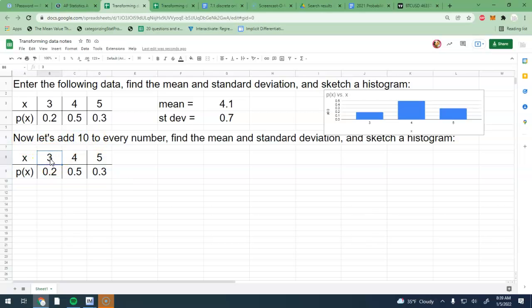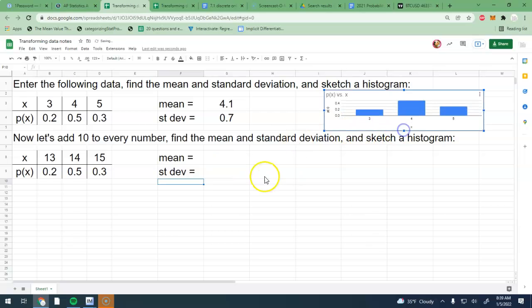But let's add, I want to add 10 to every single number. So I'm not going to make this 3 anymore, it's 13. This is 14 and this is 15. Maybe I measured wrong, or I wrote down the data wrong. I'm like, oh crap, they're all 10 more than I thought they were. Find the mean and standard deviation again of the new numbers. Actually, before you do it, will the mean change? Yeah, every single number got bigger, so the average is going to get bigger, right? Will the standard deviation change? Should. So go ahead and check it.